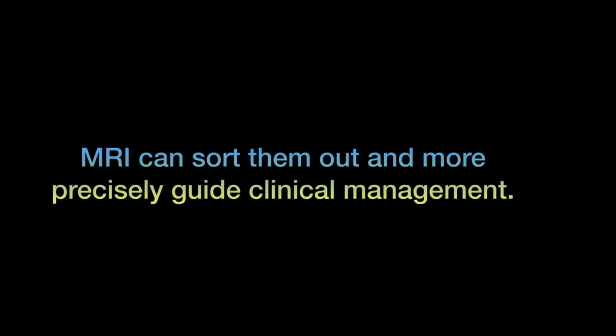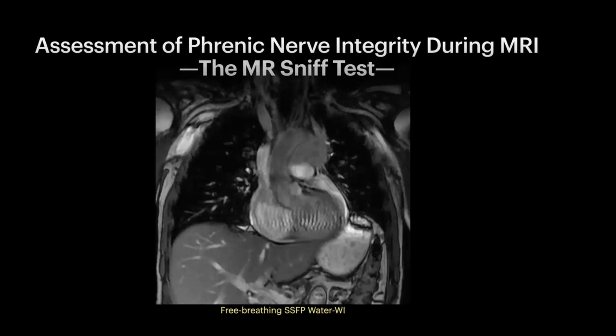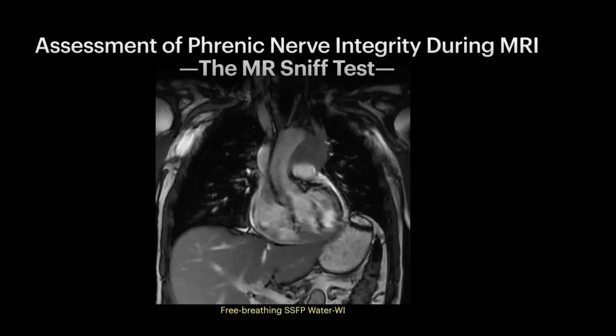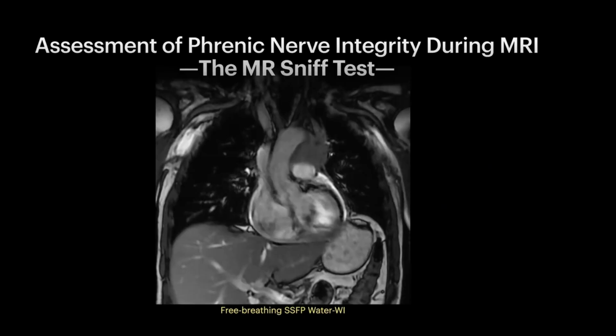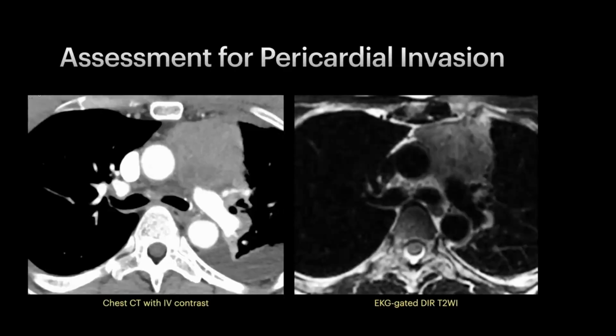So thymic lesions can be tricky. MR can sort them out and more precisely guide clinical management in many cases. Just some further displays of surgical guidance by MR. Here's the so-called MR sniff test. Yes, we can do a fluoroscopic sniff test, but you can't beat this for showing the relationship of the mass to the phrenic nerve and the paradoxical motion of that left hemidiaphragm all in one study. And this is just a free breathing, non-contrast study, just bright blood technique. It took 30 seconds to do as part of an MR evaluating the thymic lesion.